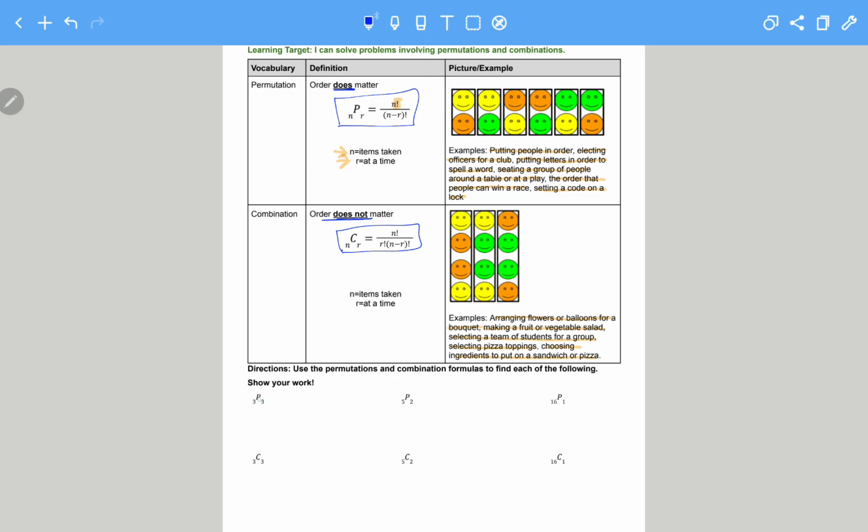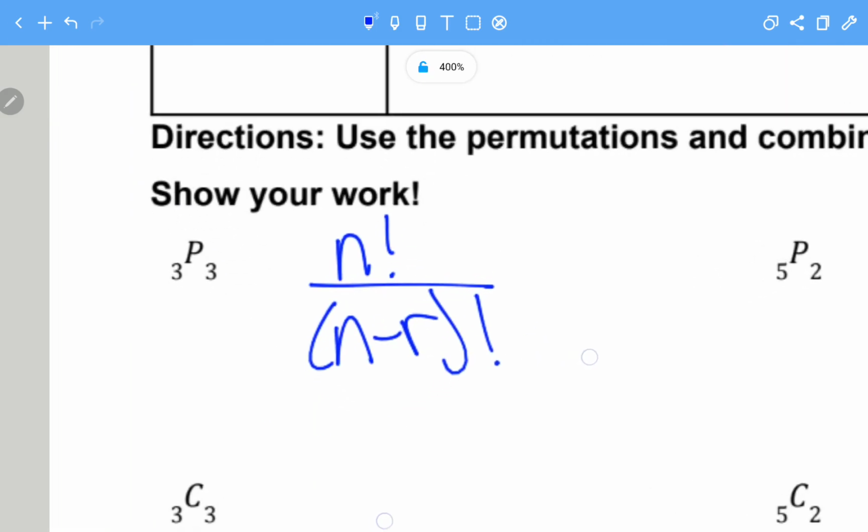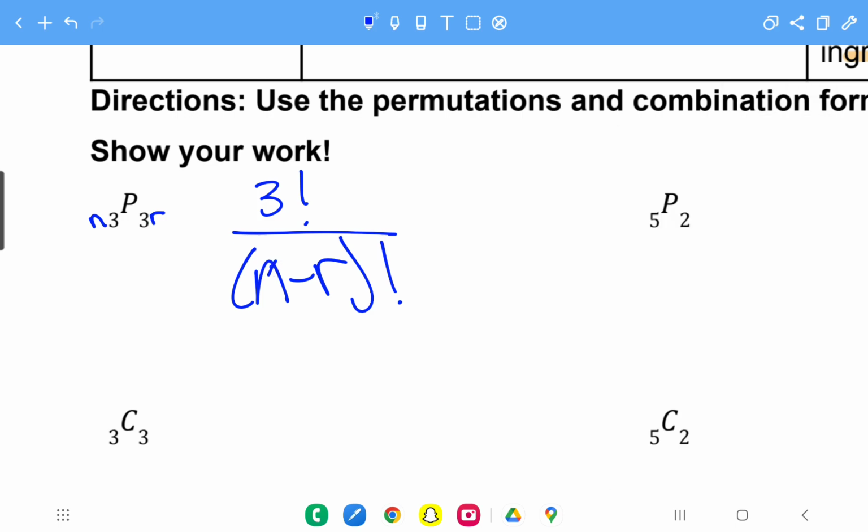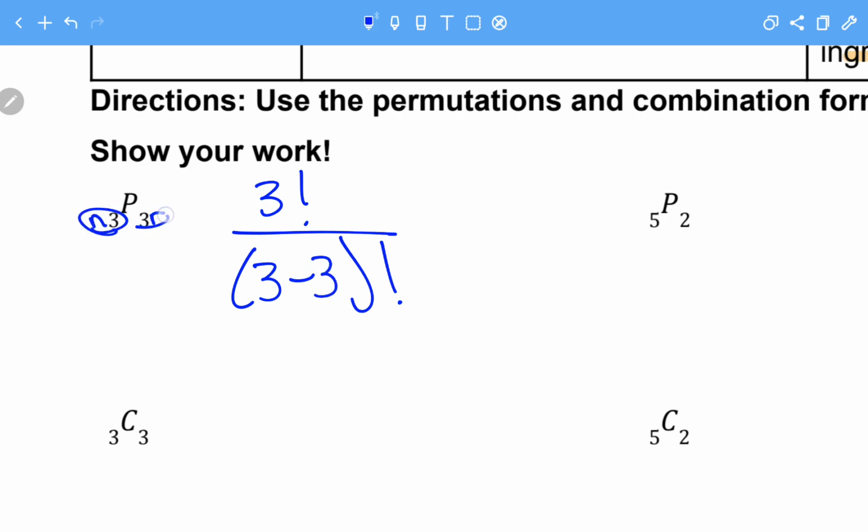Remember our formula, if we're using a permutation, our formula is n factorial over n minus r factorial. Okay, and if we're working with that, we have our n and we have our r. Okay. So I'm going to take out this n and I'm going to put a 3. I'm going to take out this n and put my 3. And I'm going to take out this r and put a 3. Okay, I replaced them with my numbers here.